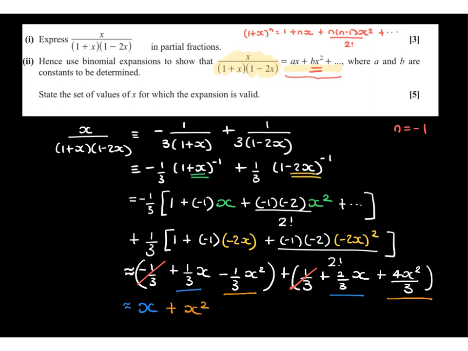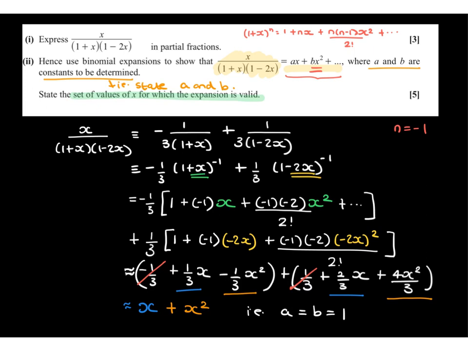So at the end of all this, we need to state the values of a and b. It does say a and b are constants to be determined, which means state a and b. And we can see from what we've done that a equals b equals 1. Now, in terms of the validity conditions, that's the last part of this, linking back to the binomial work we've done recently, state the set of values of x for which the expansion is valid.